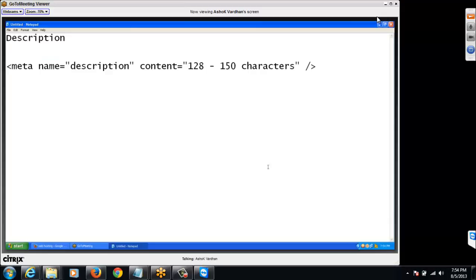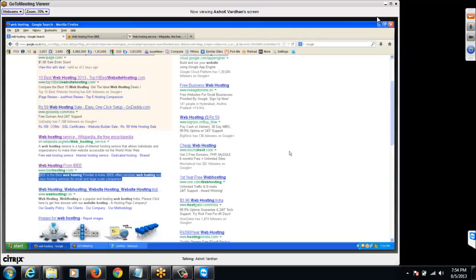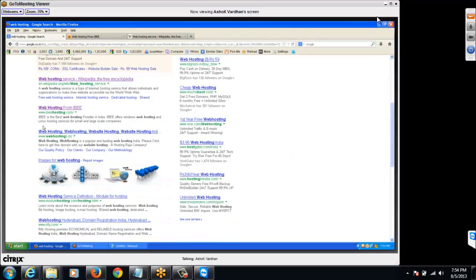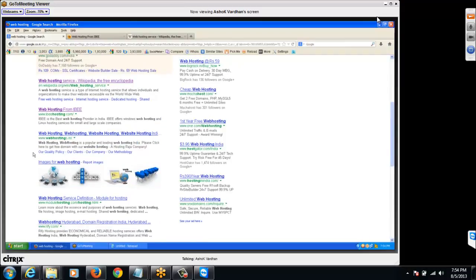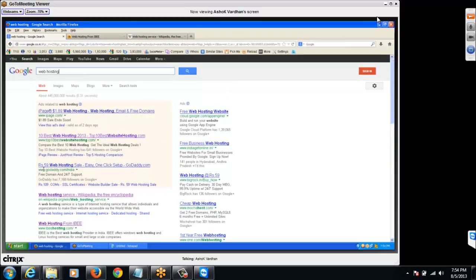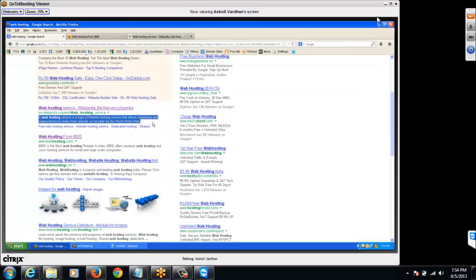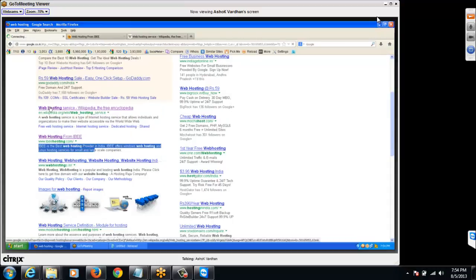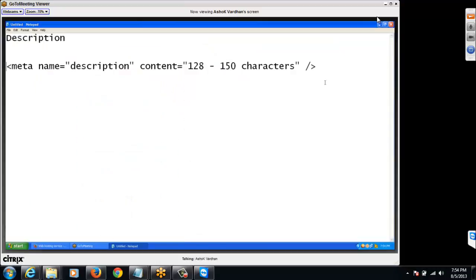Description is very important. Sometimes some people may not write proper descriptions. That time they may lose visits also, because when you search this keyword, web hosting, in a search engine, many times we find this first. After that only we will click. So description is very important. But here some rules and regulations are there.